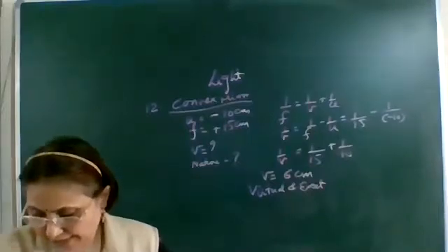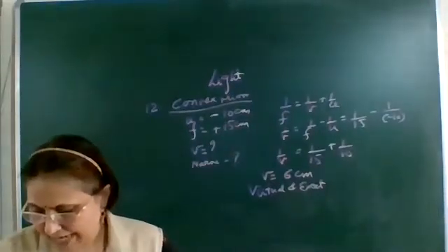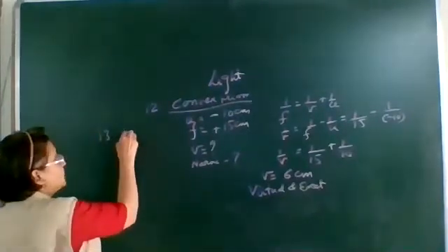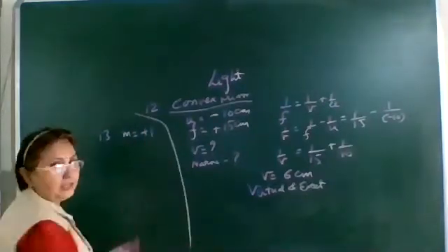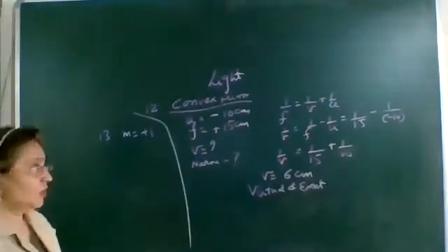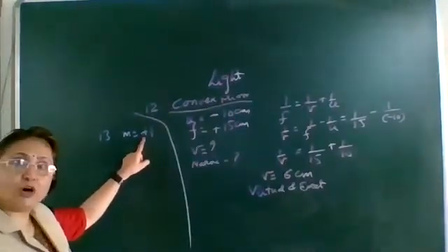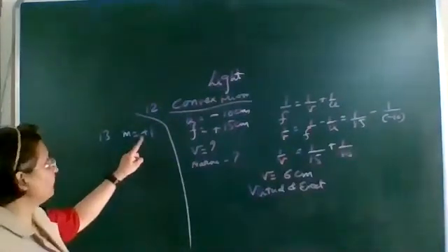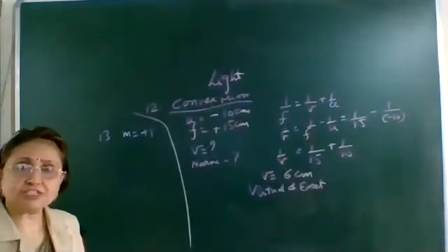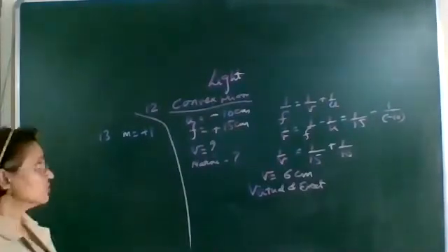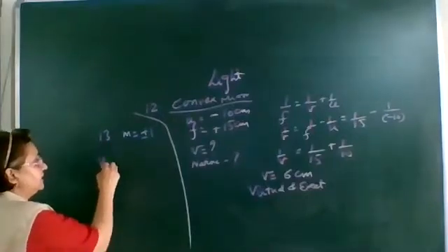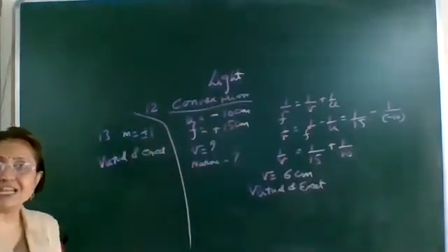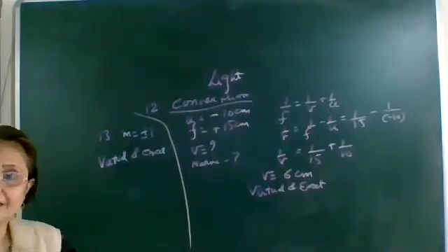Okay, now let's move to the next question. Question number 13: the magnification produced by a plane mirror is plus 1. What does it mean? Okay, now there are two things here. Positive sign. What is the positive sign indicating? We know that when the magnification is positive, the image is virtual and erect, as we have already discussed. So the positive sign indicates that the image is virtual and erect.